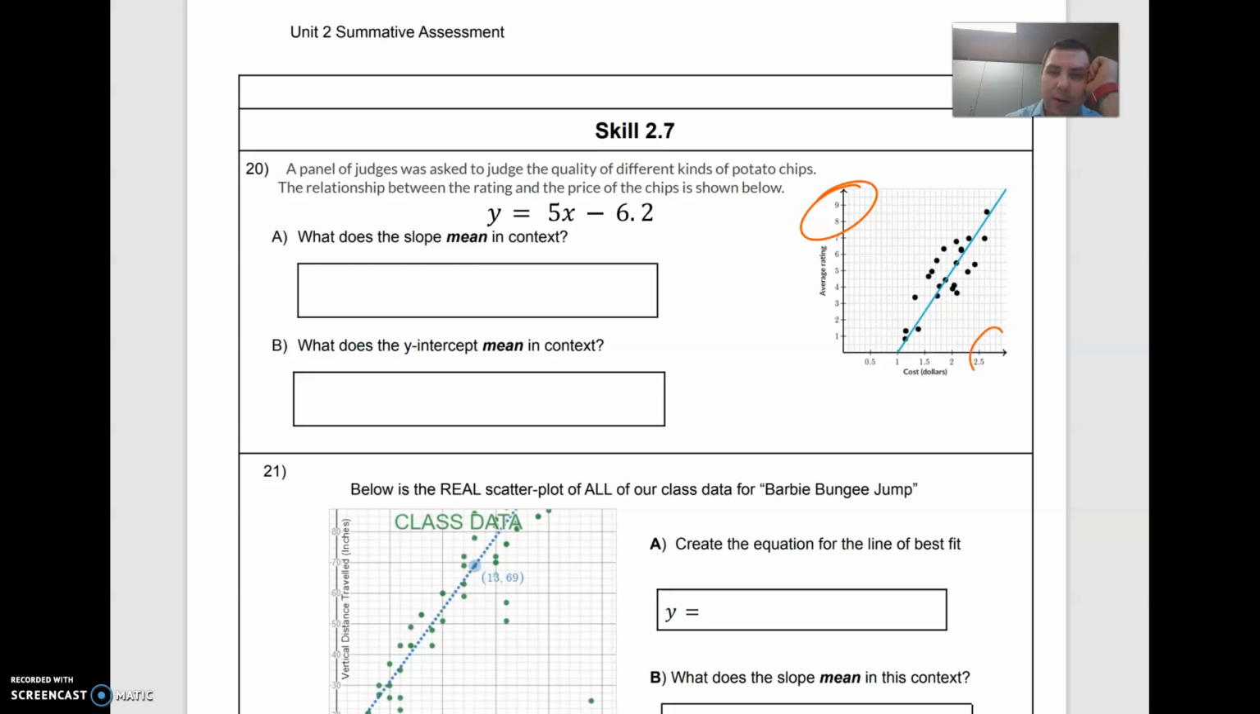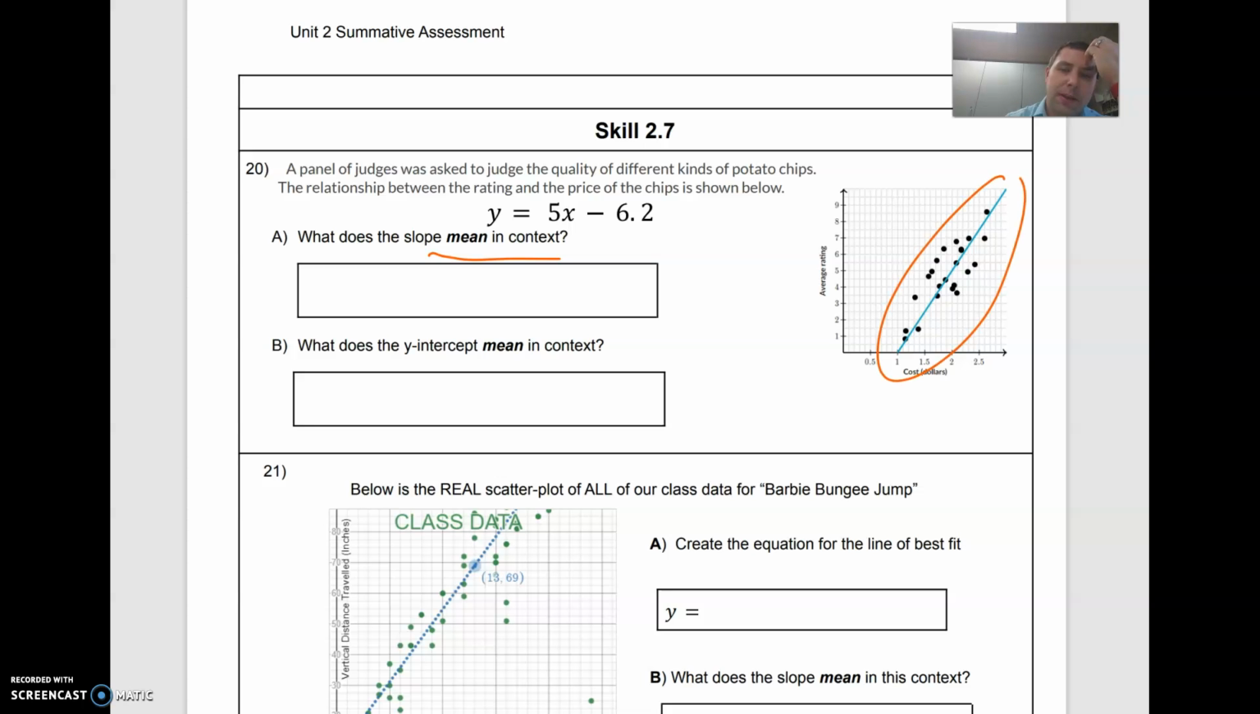You can kind of see, like here, this is 2.5 or $2.50. The rating for that chip is much higher than the chip that is only somewhere around $1. Okay, so it seems that as I have to pay more for the chip, the quality or the average rating for that chip increases. So what does the slope mean in this context?